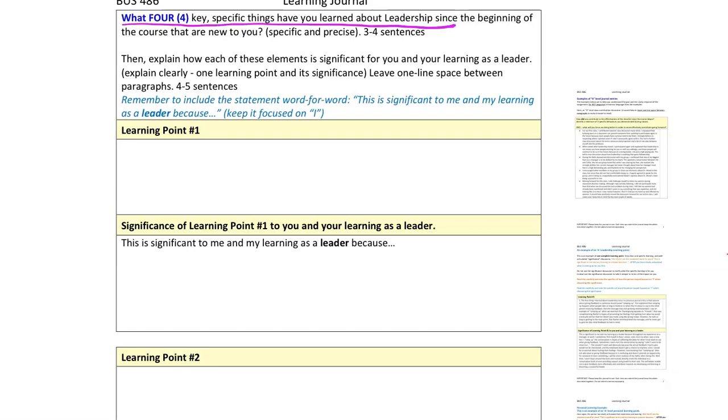So that's done here in this section. These table spaces will expand as you write, so don't be concerned that they look small. You'll have plenty of space. Just keep typing in and the table will just expand.